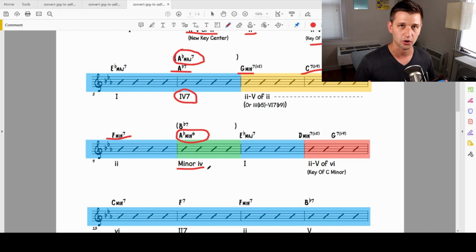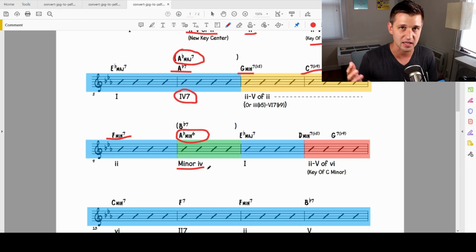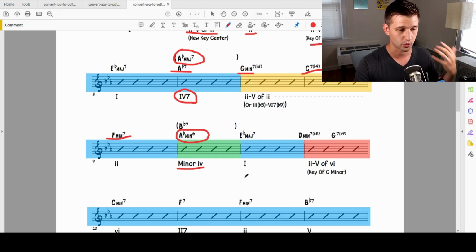Essentially, this is called modal modulation. We are borrowing from the parallel minor, meaning that if this is in the key of E flat major, which it is, the parallel minor is E flat minor, and the 4 chord of E flat minor is A flat minor. So this will happen a lot in jazz standards. So if you understand this, you're going to recognize this.